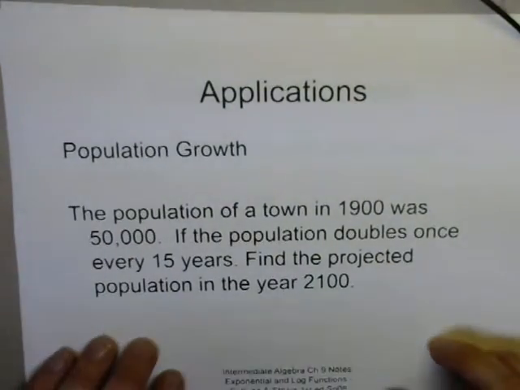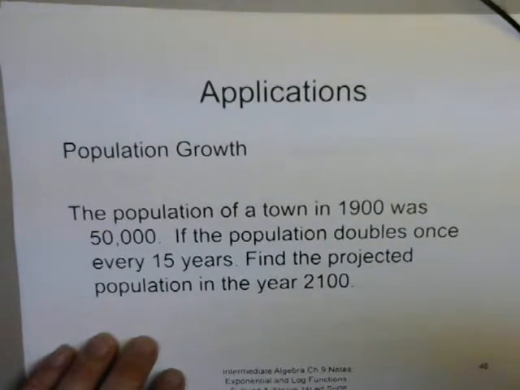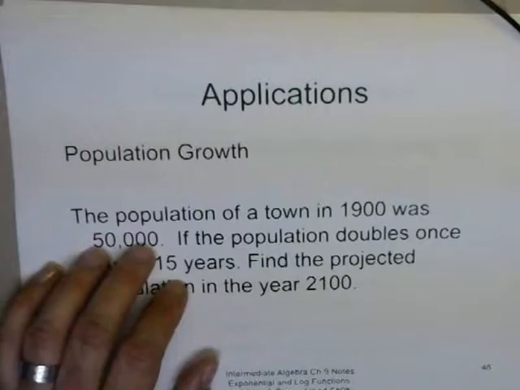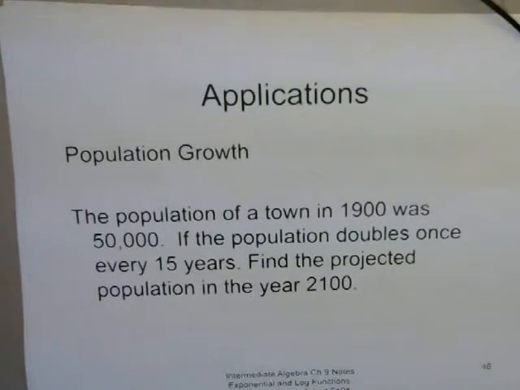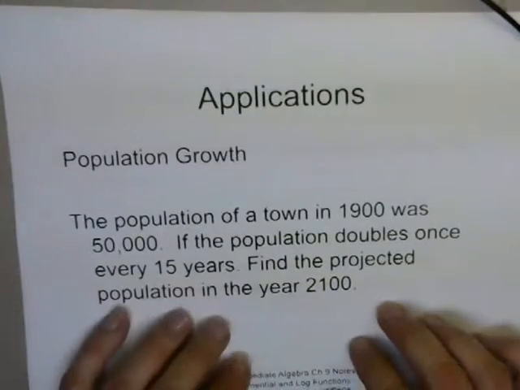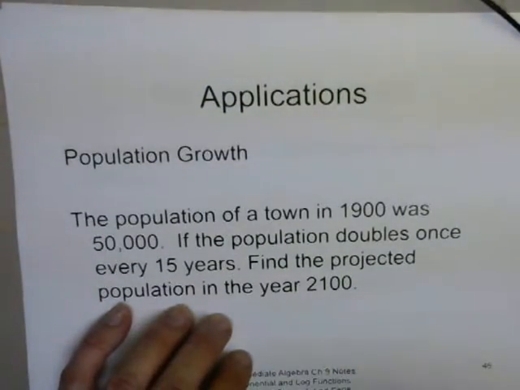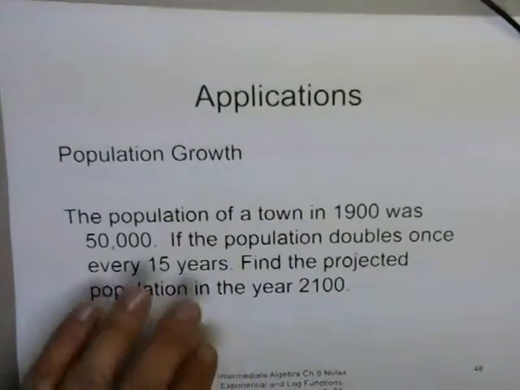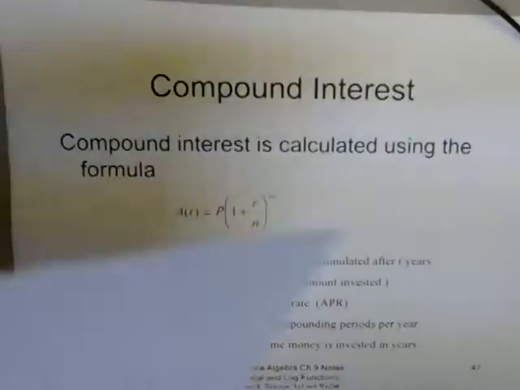Here's another example. Let's say that the population of a town in 1900 was 50,000. If the population doubles once every 15 years, find the projected population in the year 2100. This model assumes certain things, so there's no guarantee that the population of a town is going to constantly double every 15 years. Maybe that's an average. So assuming that trend continues, what would the estimated population be? Maybe you're an urban planner and you need to figure out how much money to budget for extra roads or sewer pipes, so you're trying to get an estimate.